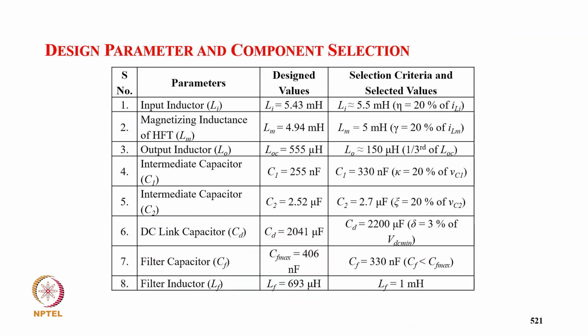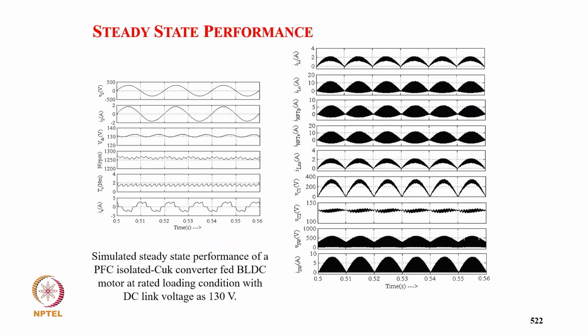So we select output inductor here 150 microhenry, 1/3 of this, so that when the converter operates over its wide input supply voltage range, the current will increase at low voltage. It should remain still in discontinuous mode, as well as with the load change. So even at light load also, high load also, it should remain in discontinuous current mode, and many parameters are selected. These are the typical simulated results: supply voltage, supply current in phase with supply voltage, and almost sinusoidal, DC link voltage, your speed, torque, and winding current.